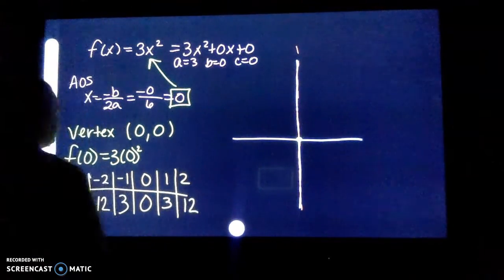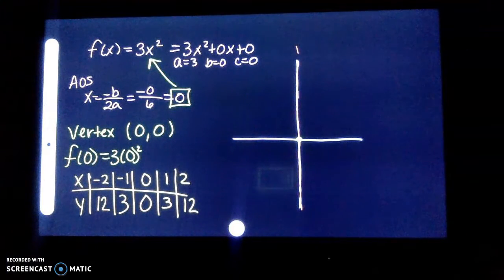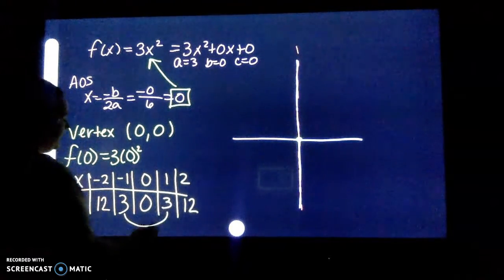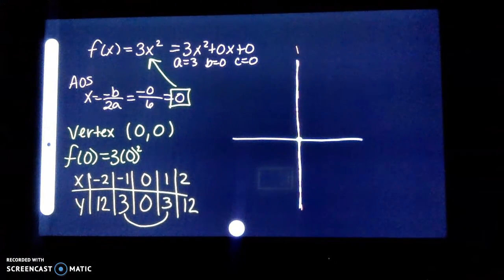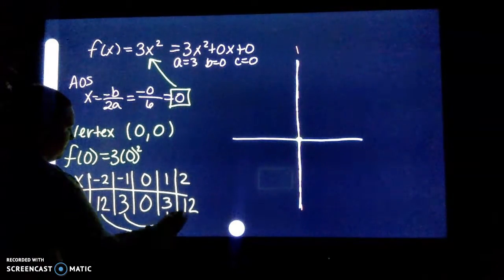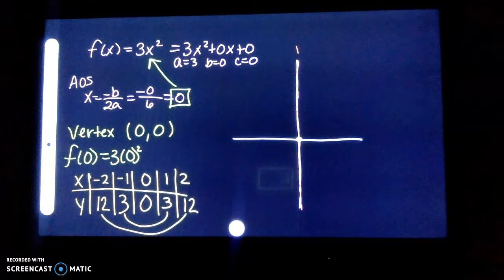What do we notice about my values in the table? Well, numbers that are the same distance away from my vertex give the same number. So -1 and 1, each one step away from my vertex, both gave me the same y value of 3. -2 and 2, both 2 steps away from my vertex, gave me the same y value of positive 12.